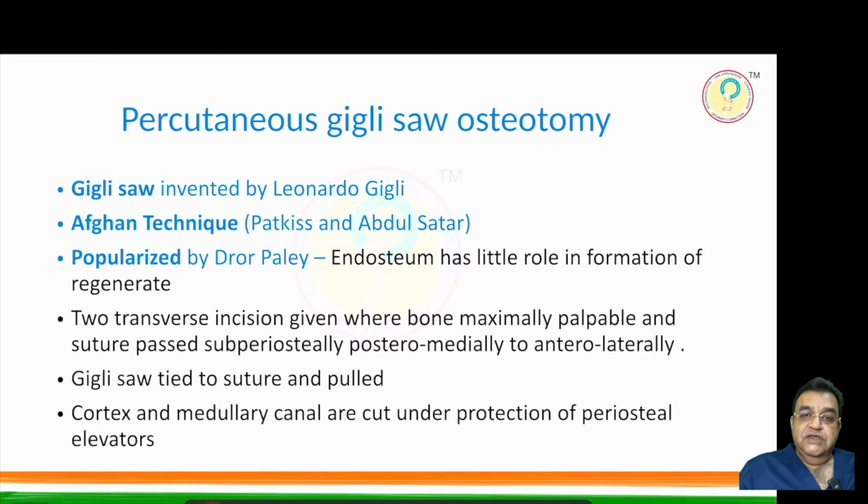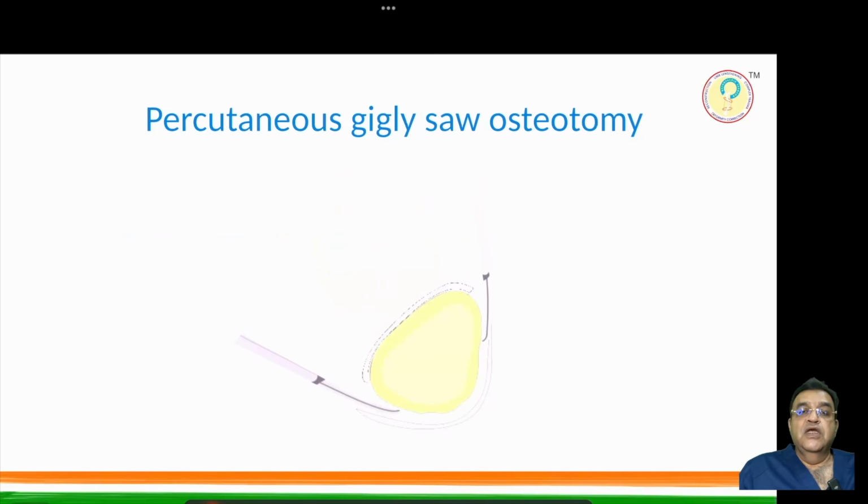Two transverse incisions are given where bone is maximally palpable, and sutures are passed subperiosteally, posteromedially to posterolaterally. The Gigli saw is tied to the suture and pulled, and the cortex and medullary canal are cut under protection of periosteal elevators. Now I will show you the animation of how it works. Make two small incisions, then elevate the periosteum, then you put a thread, and the thread is taken out from the other side. At one end of the thread you put the Gigli saw and cut it, and at the upper part you protect it with the periosteal elevator. You can see the animation again.